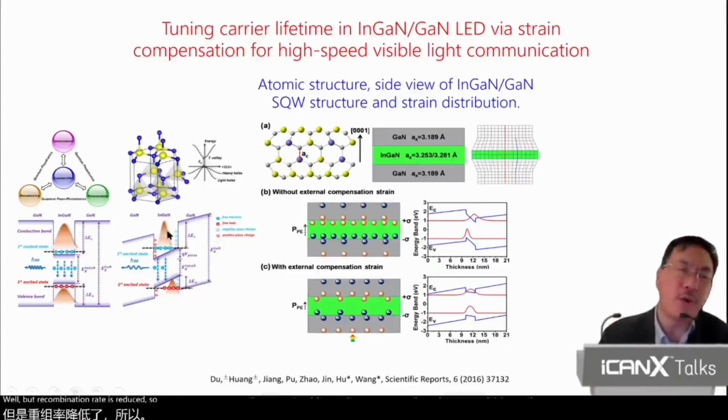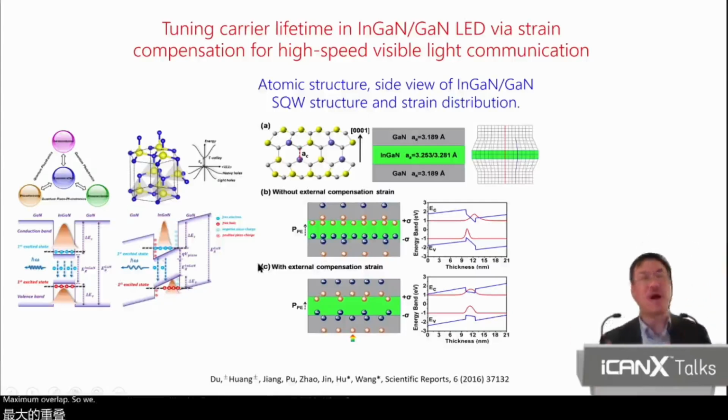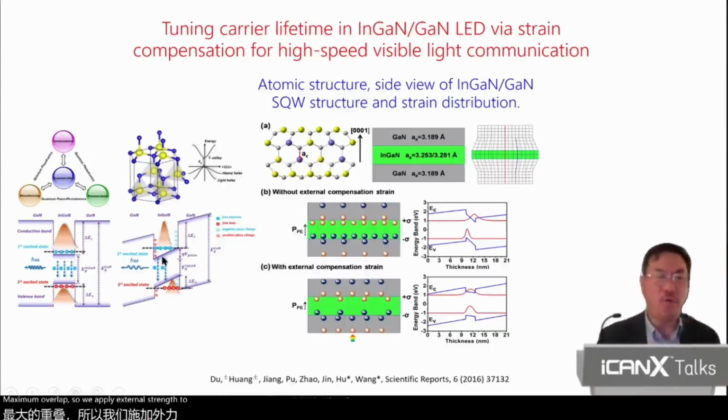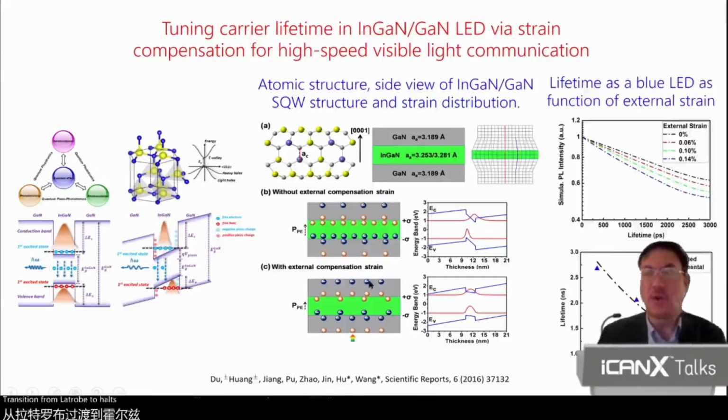So how can we make the electron and hole wave functions maximally overlap? We apply external strain to overcome the tilting of the band, so you can maximize the transition from electron to holes. We can do that.